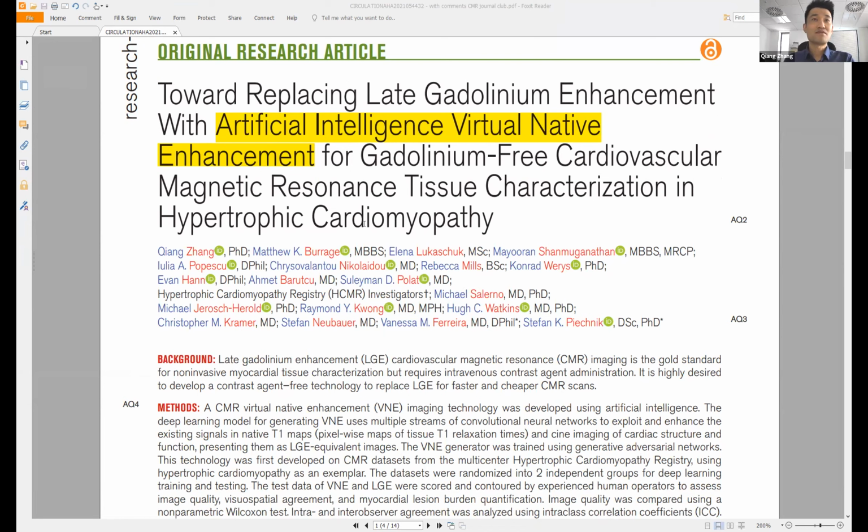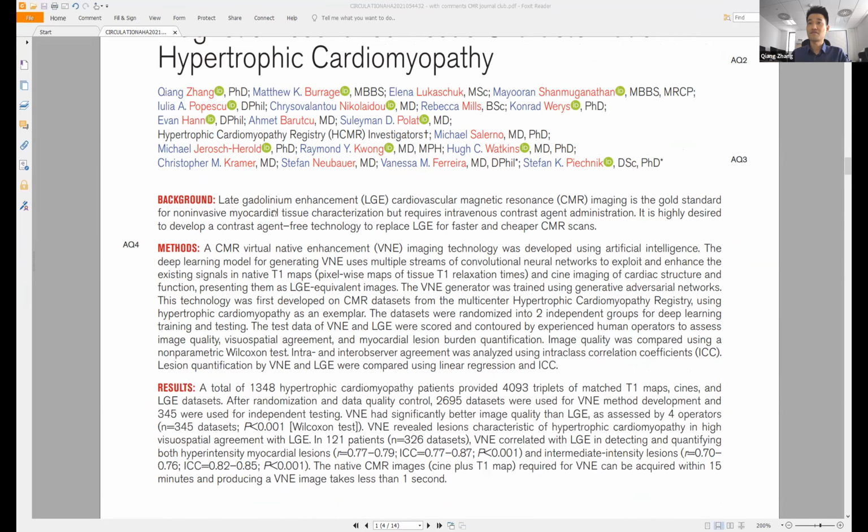So in this paper, we're presenting a new artificial intelligence virtual native enhancement imaging technology to replace late gadolinium enhancement for gadolinium-free CMR tissue characterization, and it is first validated in hypertrophic cardiomyopathy.